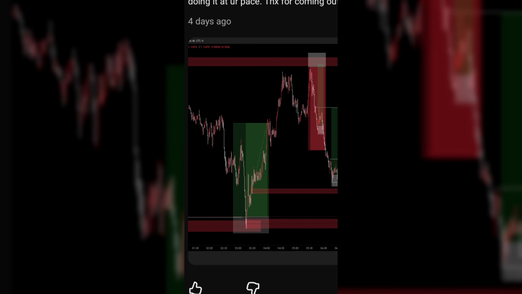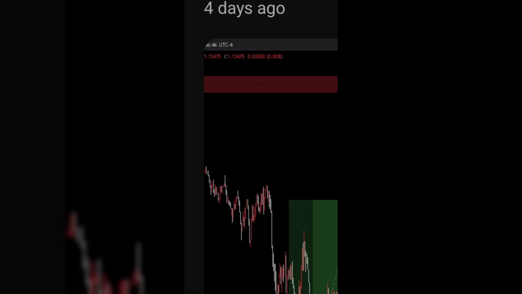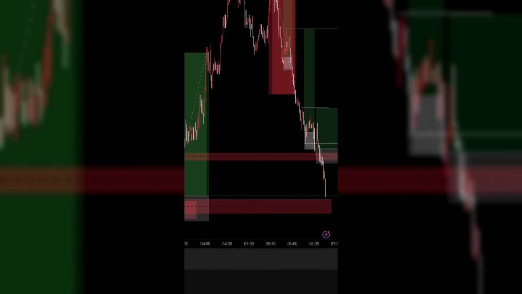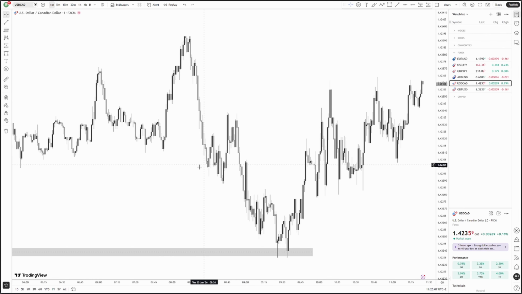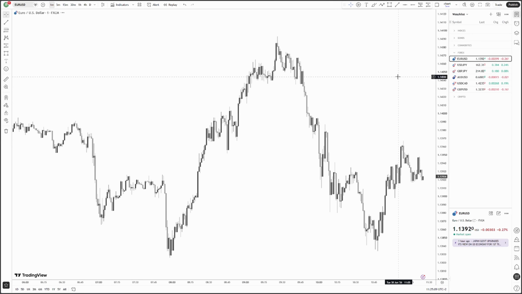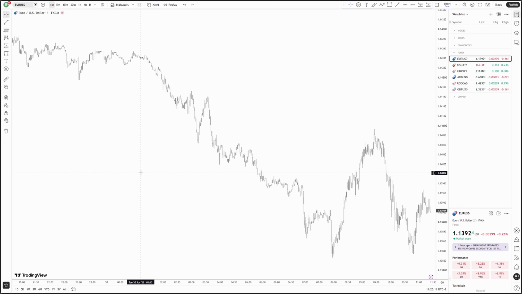It looks like EURUSD. So this has been, let's see, 4 days ago, UTC -4 at roughly 5 a.m. So that would be, let's see, 11 a.m. for me locally, for my local time. Let's see if we can find this on the chart. All right, this is USD CAD. That is not what we're looking for. EURUSD. All right, let's see.